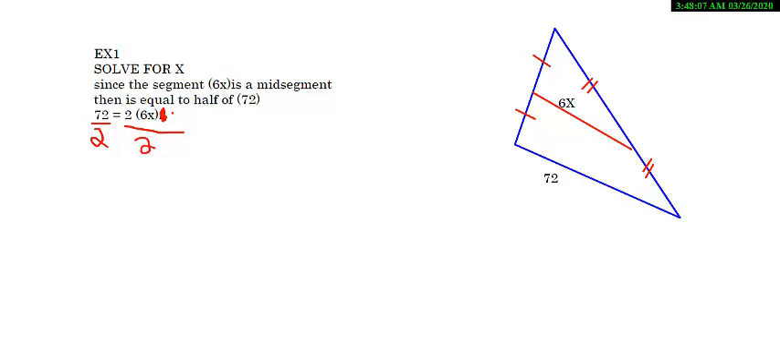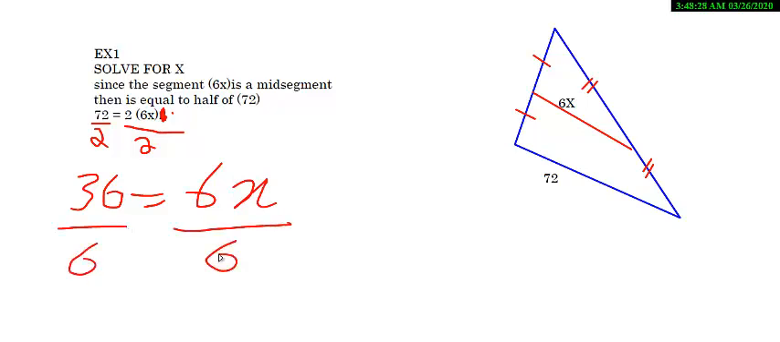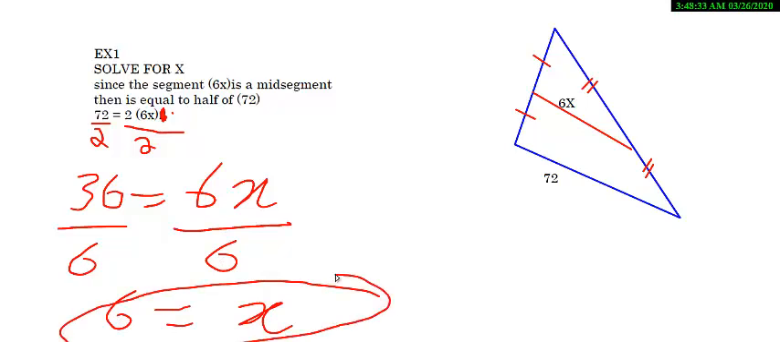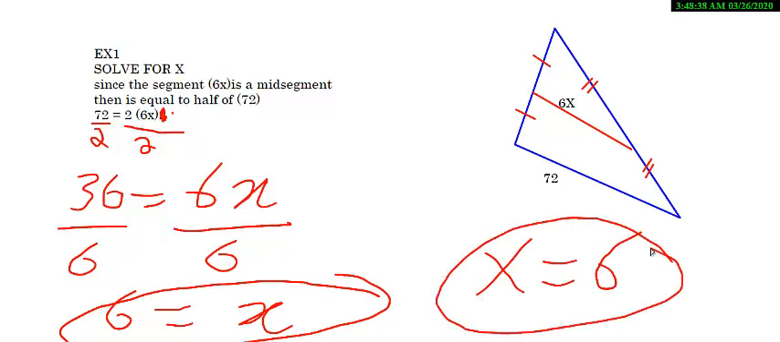So I'm going to write down the answer. I'm going to use the calculator: 72 divided by 2, the result will be 36. So the left-hand side will be 36 equals 6x. Then you divide both sides by 6, and the result will be 6 equals x. The value of x here is 6, and this will be the answer for question number 1.